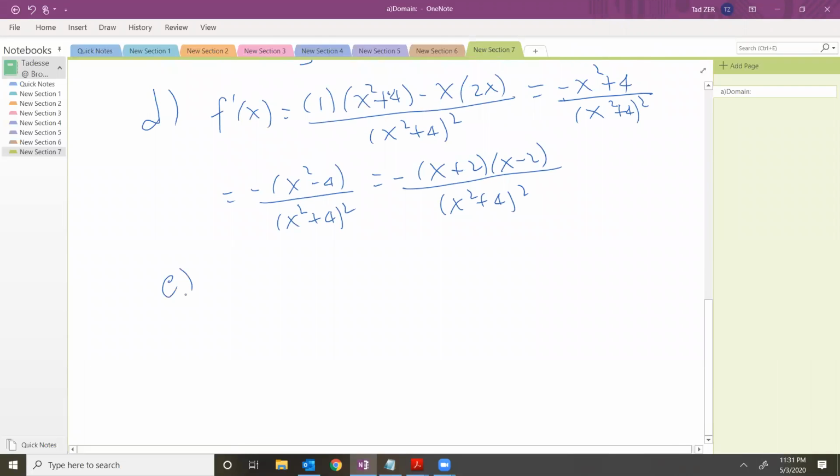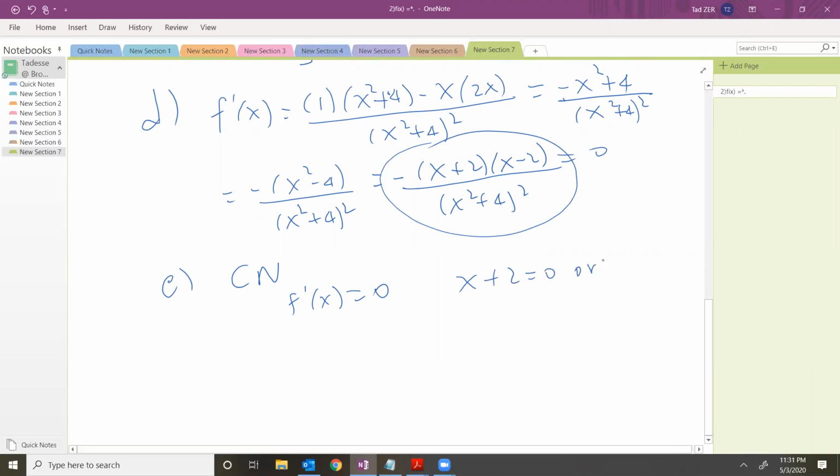Now the next part is I want to find what is called the CN, critical number. So critical number means what? It's a number in the domain where the derivative is 0 or does not exist. So when will this derivative be equal to 0? This will equal 0 if the numerator is 0. If the numerator is 0 means what? x plus 2 must be 0 or x minus 2 must be 0. So x equal to what? Negative 2 or 2. So x equal to plus or minus 2.